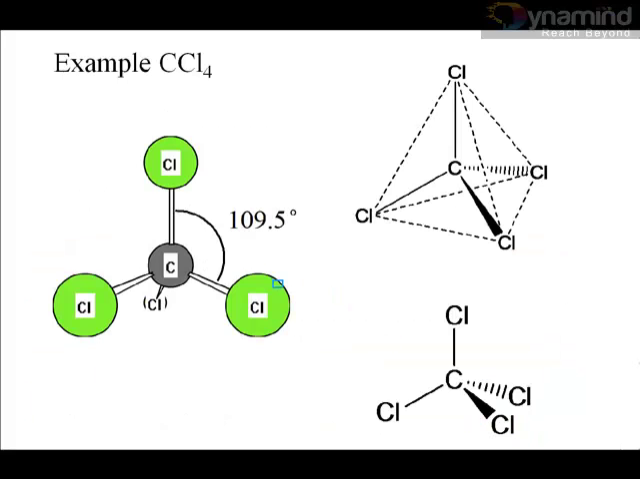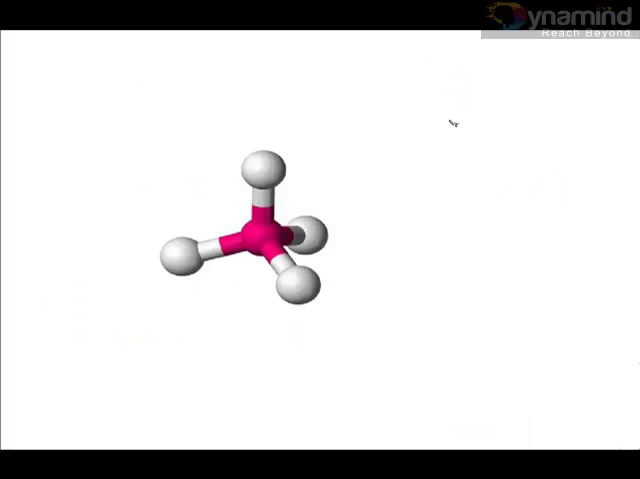Let us see this with an example. We take an example of CCl4, and you have carbon at the center, and the 4 corners of the tetrahedron are occupied by Cl atoms. So this is a way of depicting this. This is another way of depicting the 3-dimensional bonds, and the angle between them is 109.5 degrees. So this tetrahedron is the base for deciding shapes of many similar molecules.